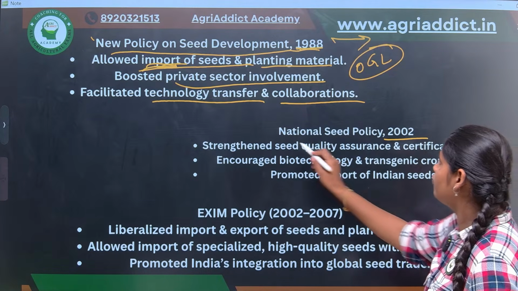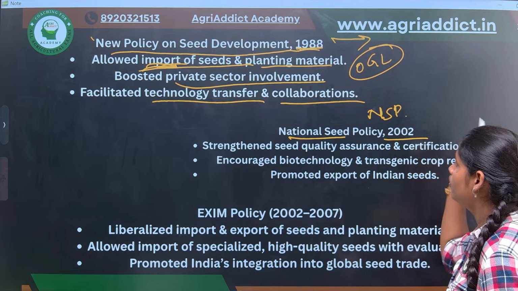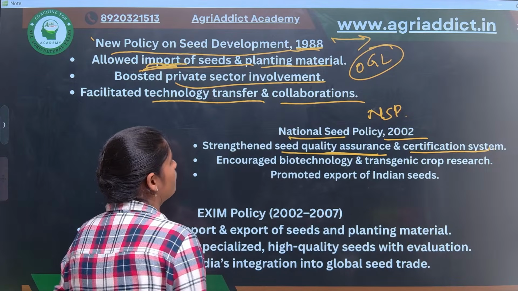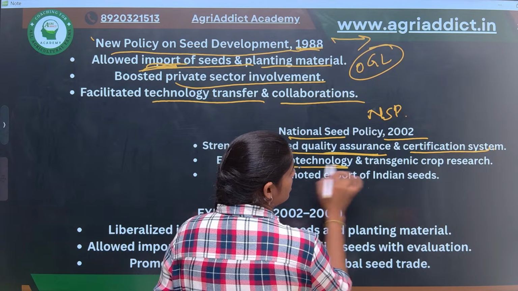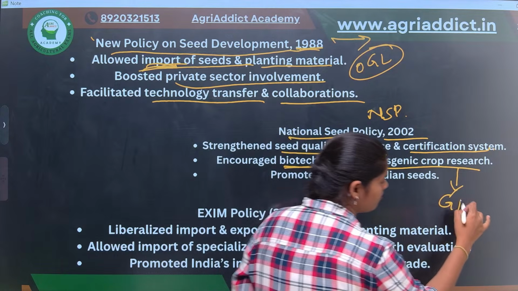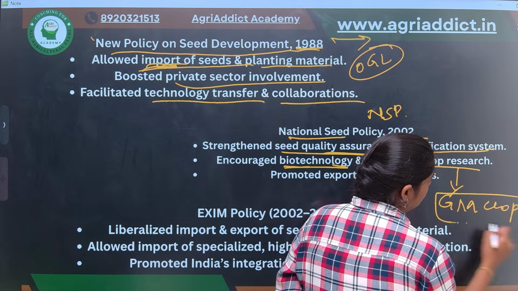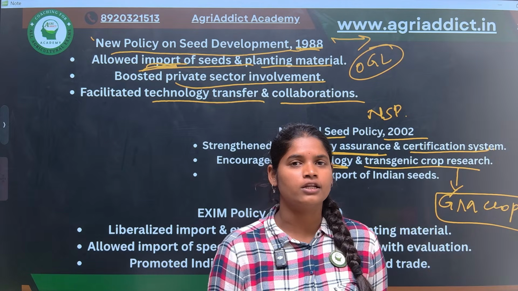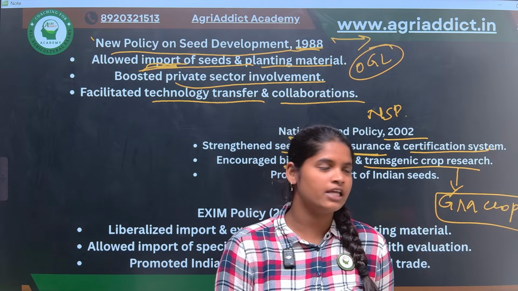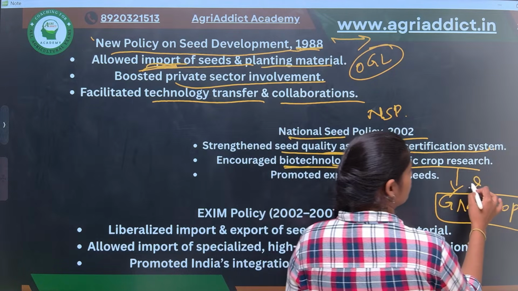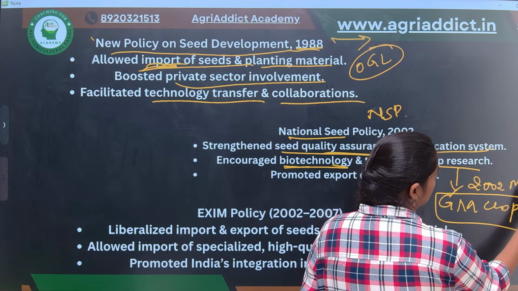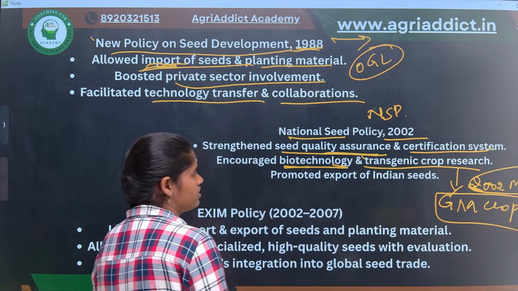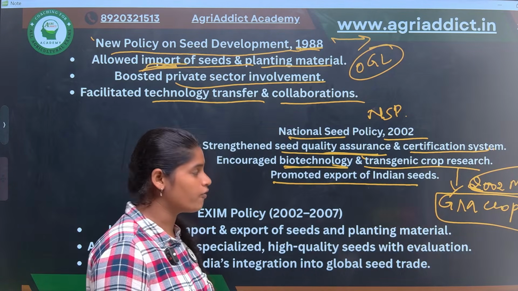After that, in 2002, we got the National Seed Policy. This policy strengthened the quality assurance and certification systems, and it also encouraged biotechnological and transgenic crop research. After that only we got GM crops, right? Can anybody tell me when GM cotton was introduced? When it was commercially released in India, GM cotton, it was in March 2002. After this policy only, they emphasized transgenic crop research. Thereby it also promoted the export of Indian seeds.